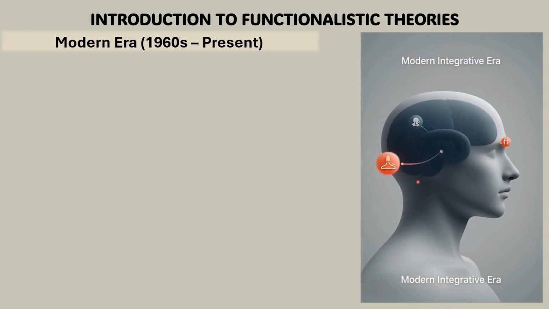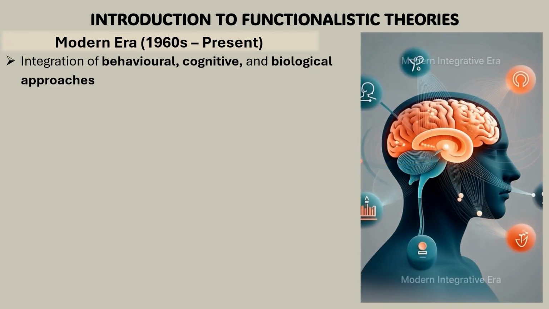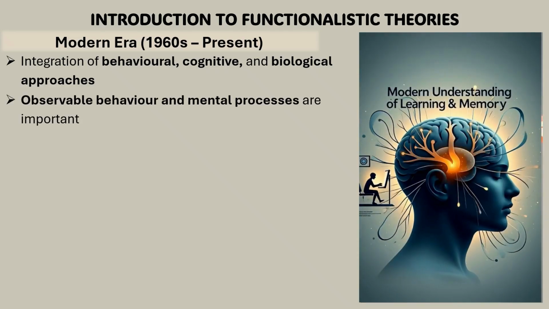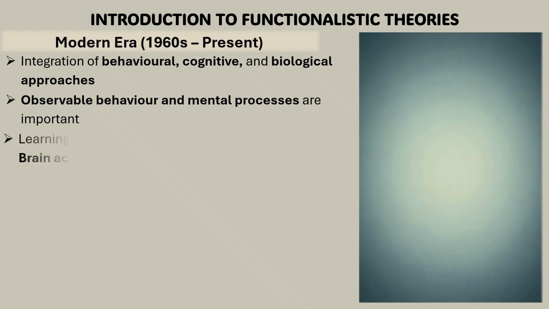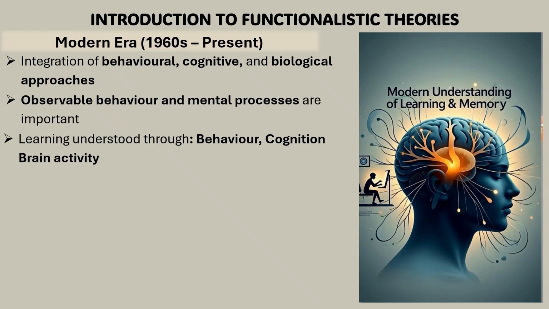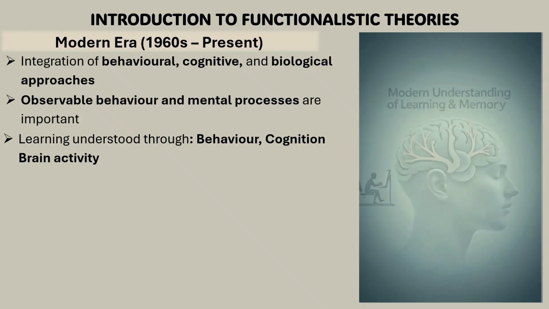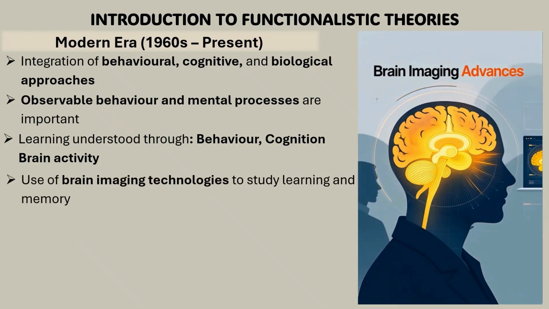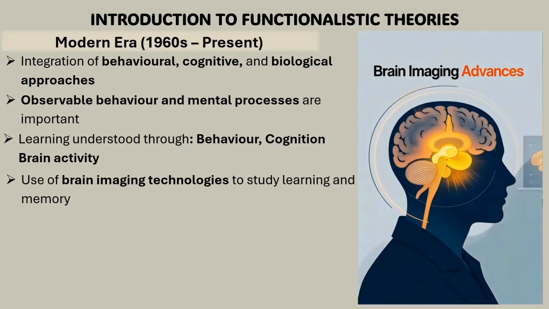From the 1960s onward, psychology entered the modern integrative era. Rather than choosing between behavior or mental processes, psychologists began combining multiple approaches. Today, learning and memory are understood through behavioral observations, cognitive theories, and neuroscientific evidence. Advances in brain imaging technologies allow scientists to observe neural activity during learning and memory tasks.